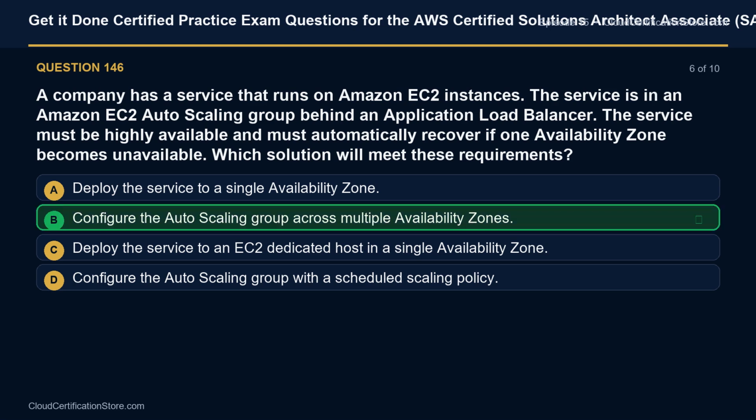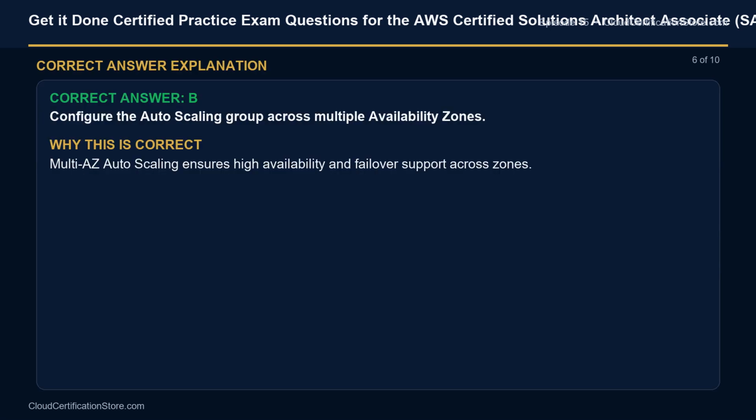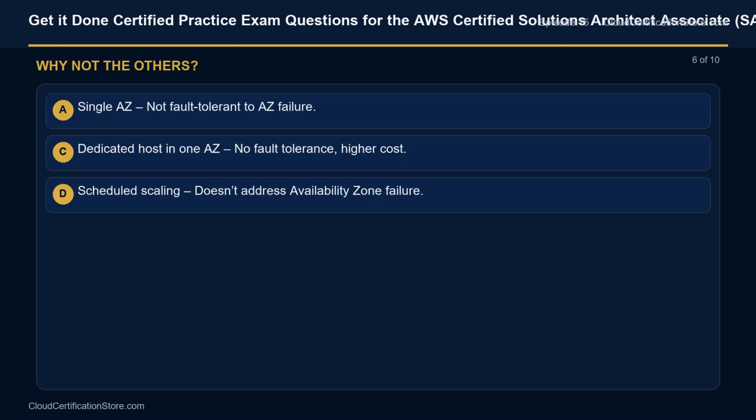The correct answer is B. Configure the auto-scaling group across multiple availability zones. Explanation: multi-AZ auto-scaling ensures high availability and failover support across zones. Why not option A? Single AZ is not fault-tolerant to AZ failure. Why not option C? Dedicated host in one AZ has no fault tolerance and higher cost. Why not option D? Scheduled scaling doesn't address availability zone failure.